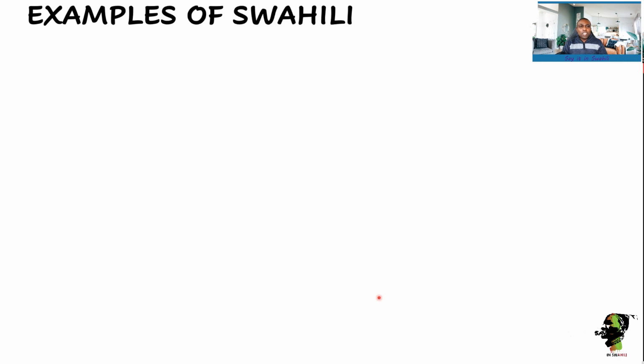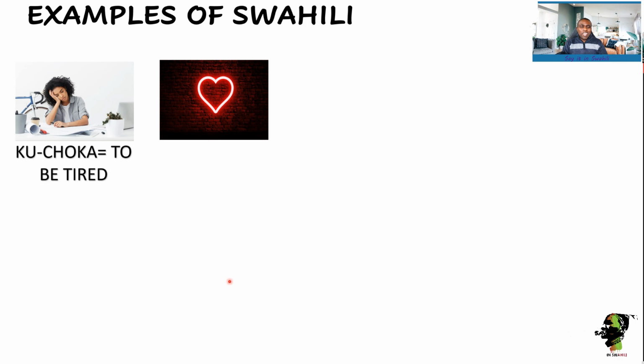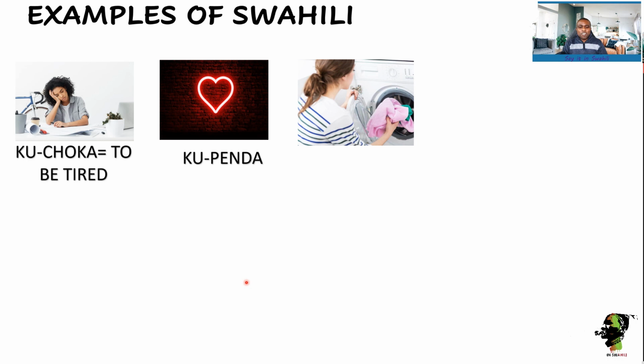Let's have a look at some examples of common Swahili verbs that you'll be coming across in the next lesson, but today we want to learn them. Let's have a look at the first one. To be tired. Kuchoka. Can you try and pronounce that? Your turn. Kuchoka. To like or to love. We did that a little bit earlier, but I want to see if you can remember. Got you. Kupenda. To like or love. Then we have to do laundry. Kufua. To do laundry. Kufua.